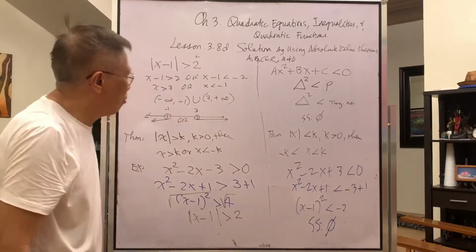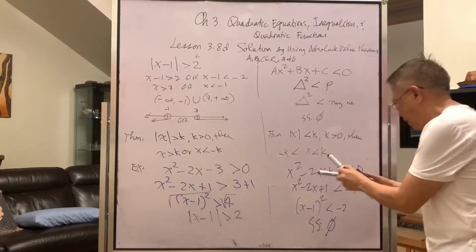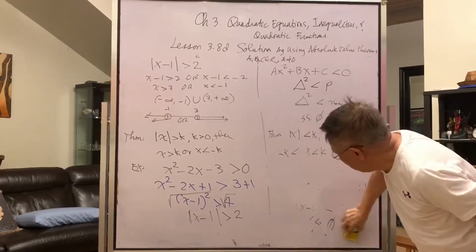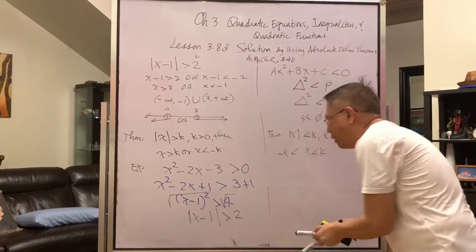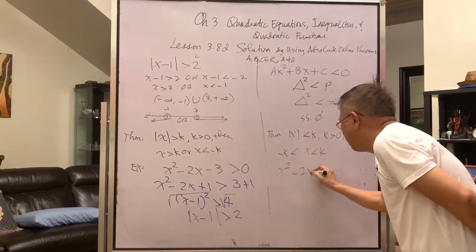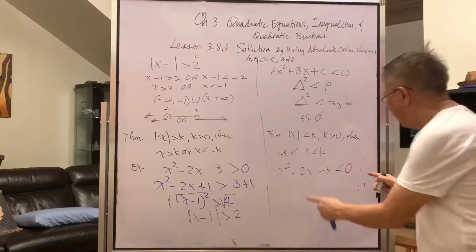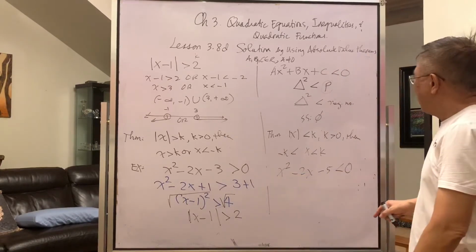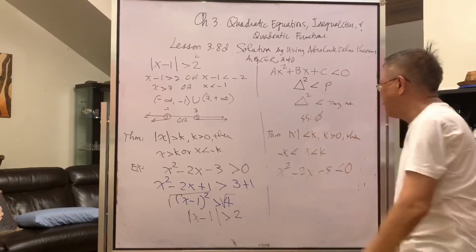Okay, now let's find out if we will solve the other direction. What if we have the other direction? Let's have another one that does not give you a perfect square here. So we have here, for example, x squared minus 2x minus 5 less than 0. Again, our goal when we use the absolute value theorem is to be able to come up with a statement with a perfect square on one side and a constant on another side.